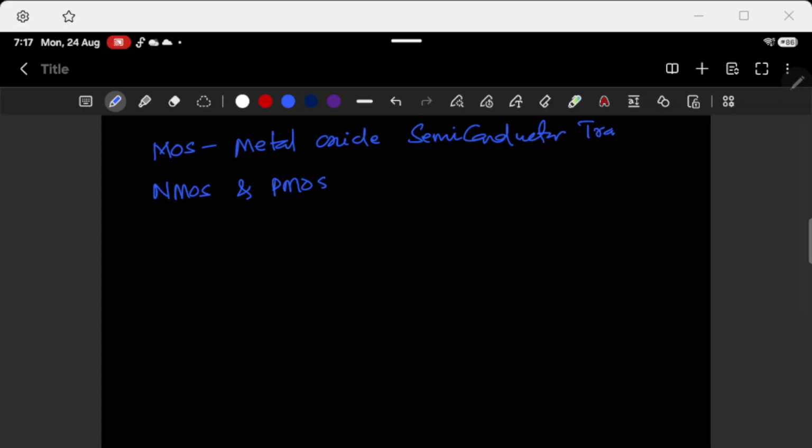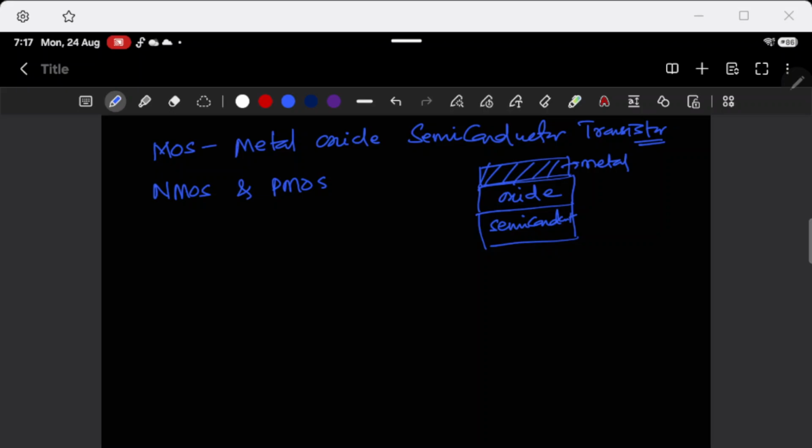MOS is metal oxide semiconductor, and it includes NMOS and PMOS. The metal oxide semiconductor transistor is built using metal, oxide, and semiconductor. Because of this structure, it is called metal oxide semiconductor.